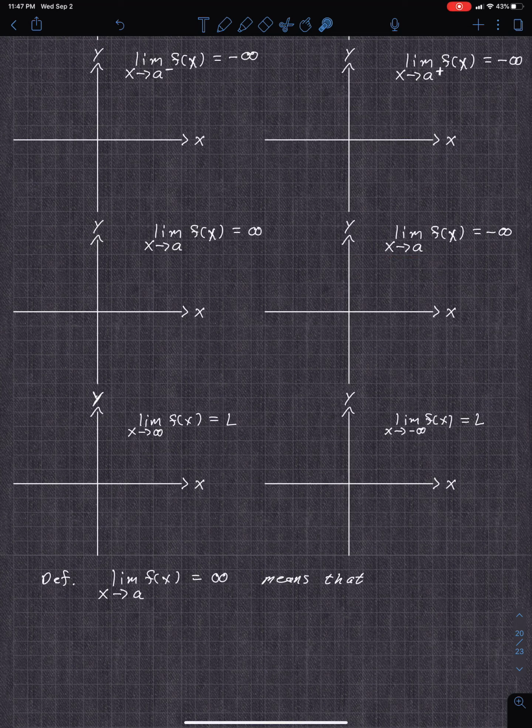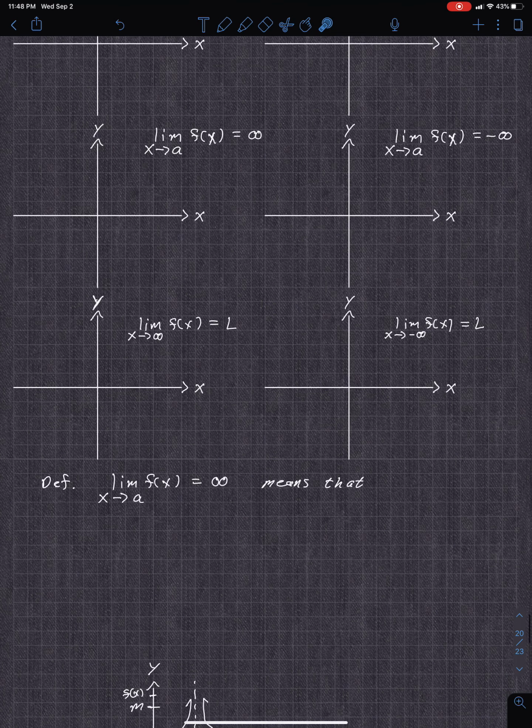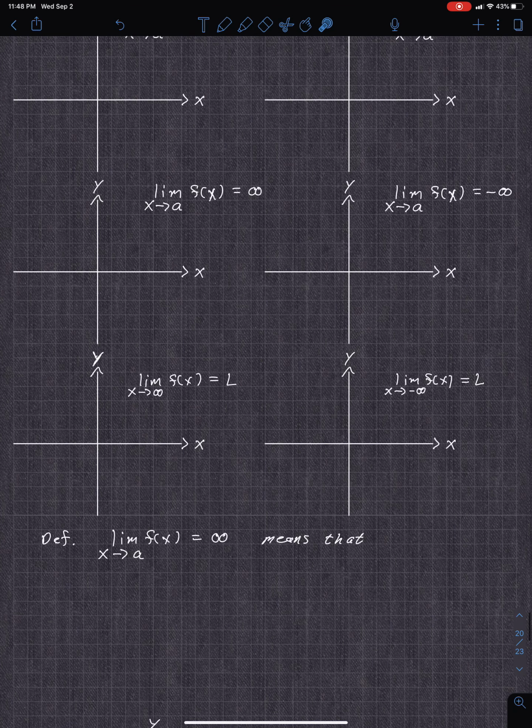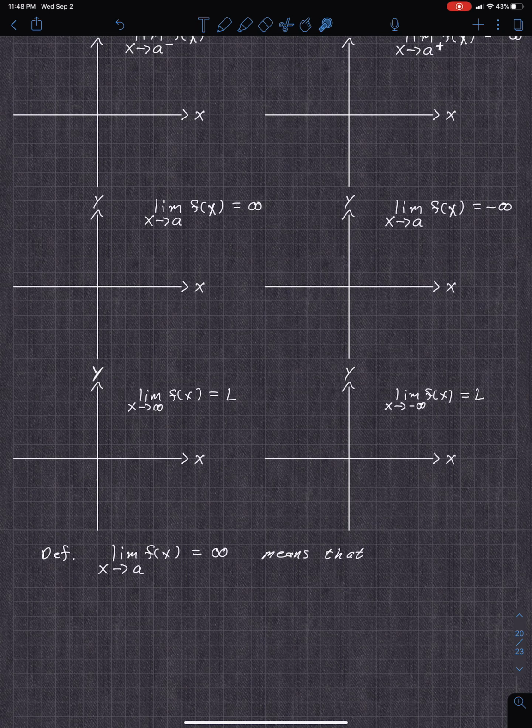So let's look at what those graphs would be, and then look at the next case, which is as x approaches infinity, the function equals L, and as x approaches negative infinity it equals another L, a real number. Then we're going to define those. How do we define those? And then we'll look at some examples.